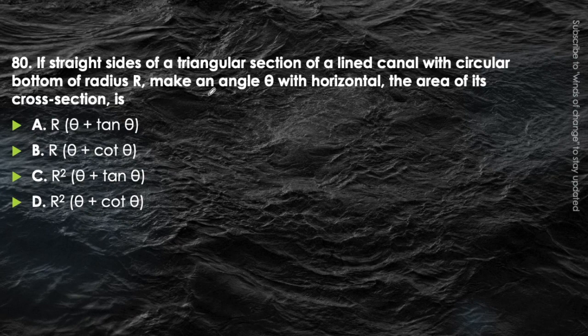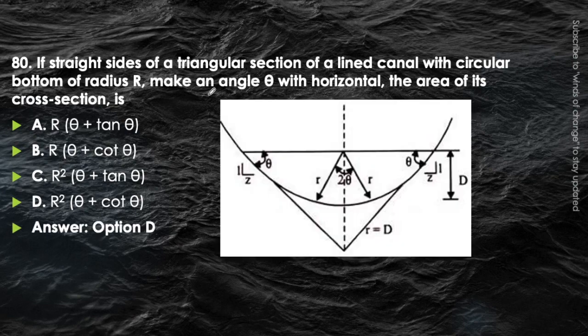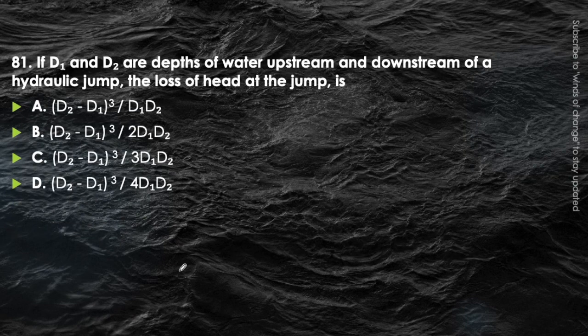The answer that will be correct here will be option D, that is R square theta plus cot theta. In the question it was given that it makes angle theta with the horizontal and the radius of the bottom is R. So it will be given by R square theta plus cot theta. You can determine it on your own by solving it. I am moving further. Next question.